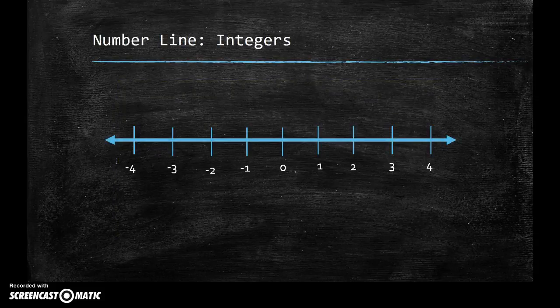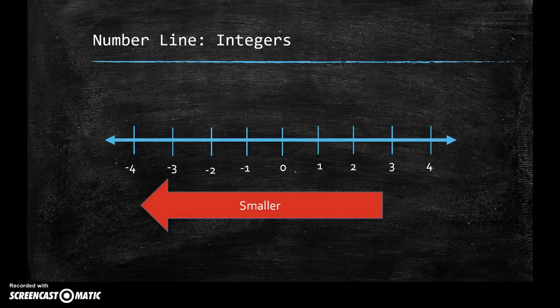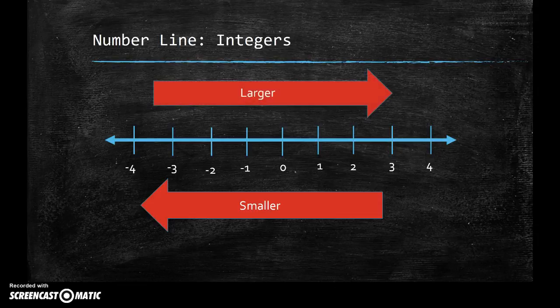So, first of all, when ordering integers, you've done this before. It's on a regular number line. Our integers are our whole numbers and their opposites. We don't have parts of numbers, no fractions, no decimals, no square roots, just regular integers. As we go from right to left, our numbers get smaller. As we go from left to right, the numbers get larger.